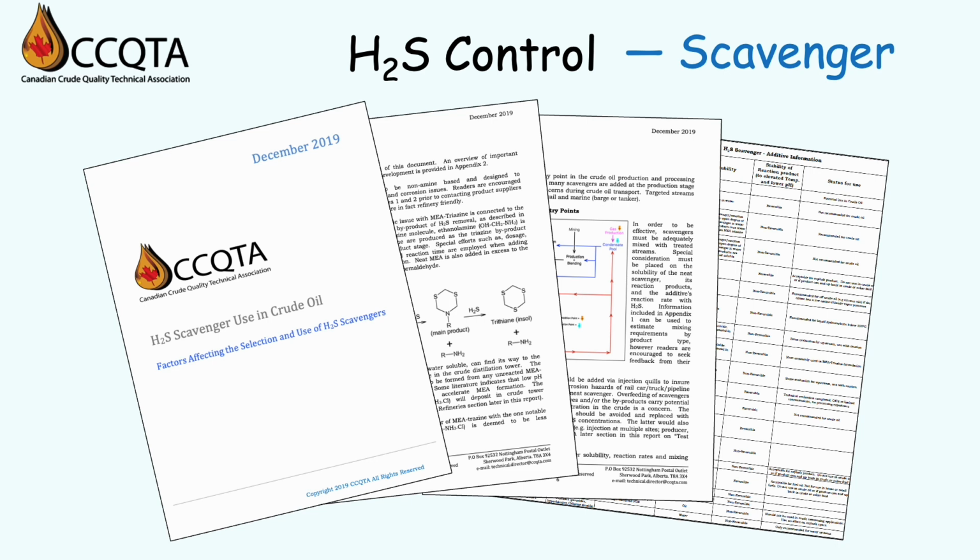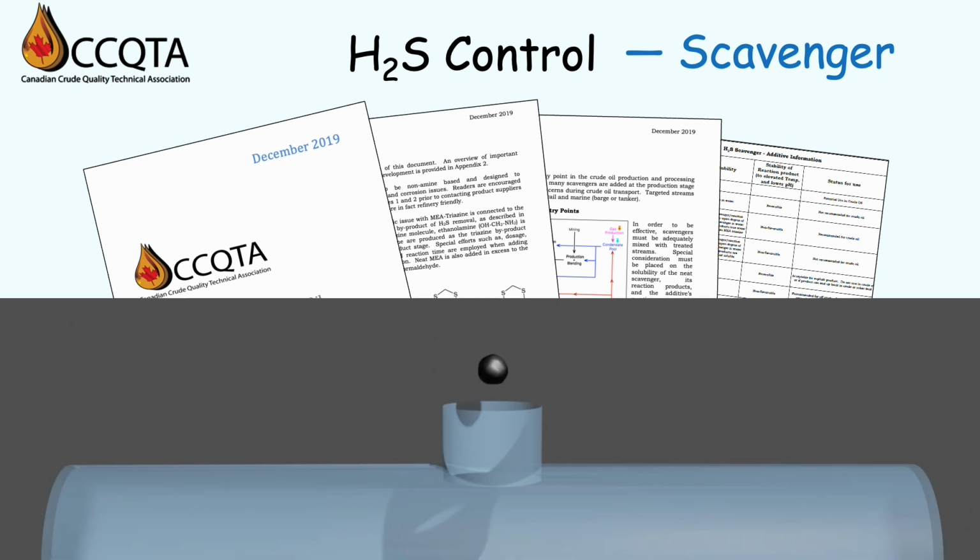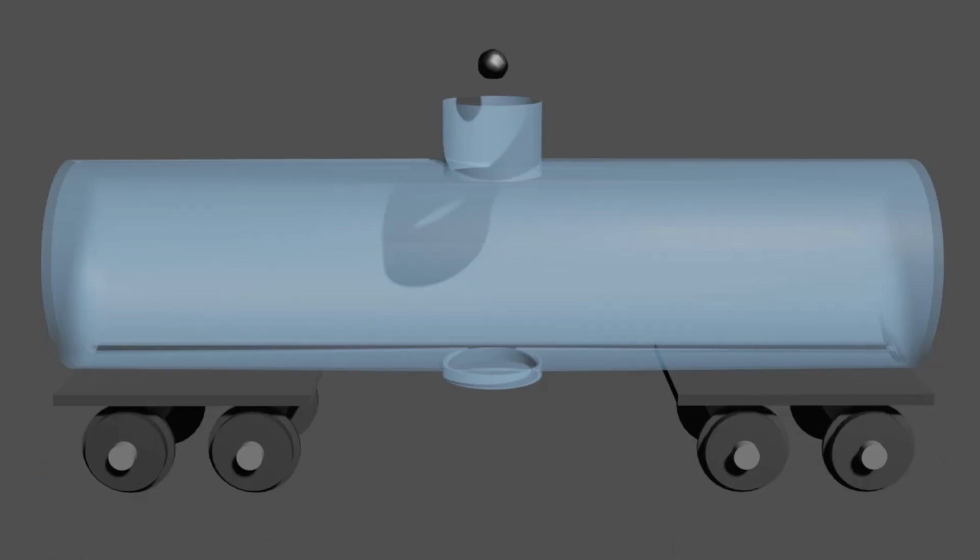One of the key messages was to avoid overdosing scavenger by dosing based on the concentration of H2S in the crude. Another consideration is the contact and reaction kinetics between the crude oil and the scavenger. For a scavenger to be effective, it must contact the in situ H2S and also have time for the reaction to take place. Simply pouring a pail of scavenger into a rail car or tank truck may or may not serve the intended purpose of lowering or eliminating H2S.